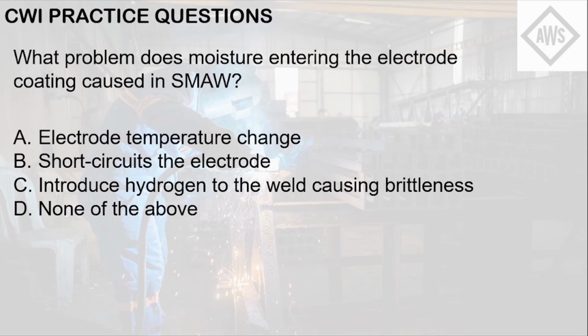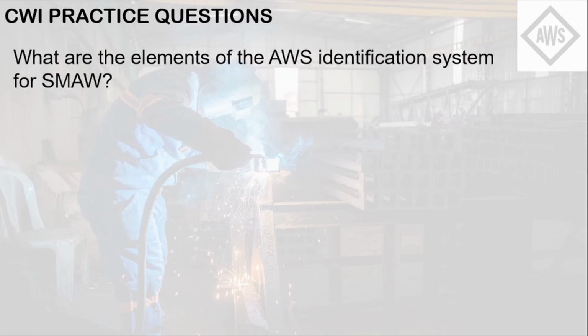So letter C is the correct answer, because when moisture enters the electrode, basically it's H2O, and when it breaks down, hydrogen can cause brittleness to that electrode coating or the molten weld pool in the welding process. So, next question. What are the elements of the AWS identification system for SMAW?